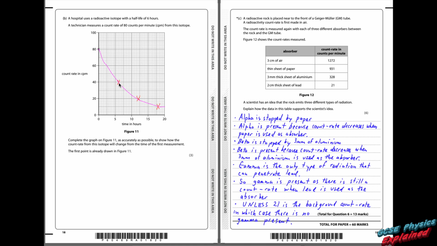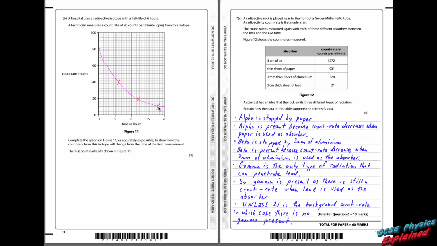Now, that means another 6 hours later, so 12 hours, it's going to halve again from 40 down to 20. So go to 12 hours and go to 20 and put your cross there. Make sure you know that every 2 squares is 1 hour. And finally, from 12, if we add another 6 hours, we get to 18 hours. So go along to 18 hours, and it's going to halve again from 20 down to 10.